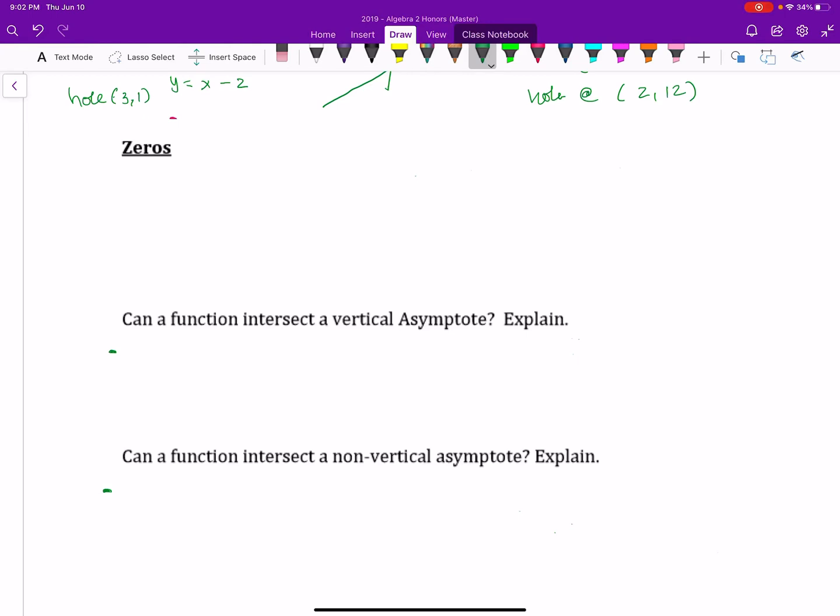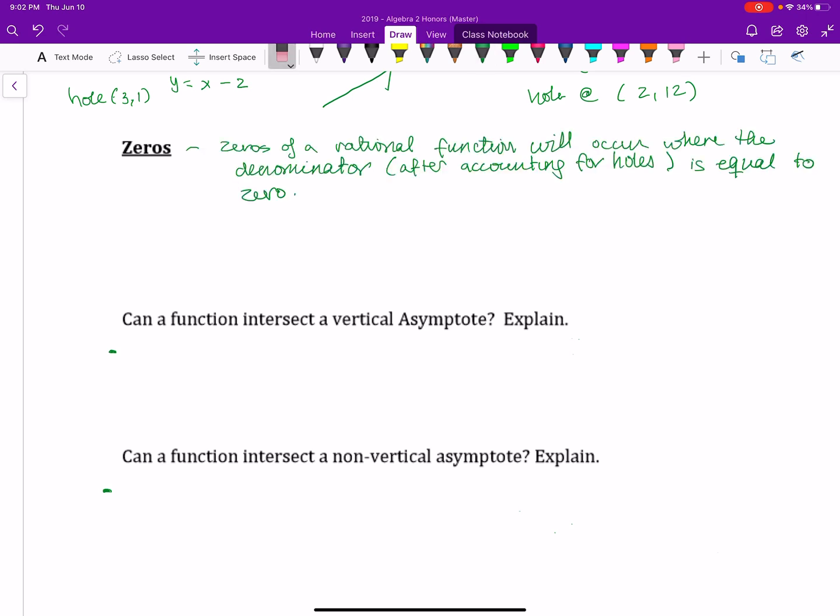Another piece that can help us graph rational functions is finding the zeros. The way we find zeros of a rational function is that they occur where the numerator, after accounting for holes (you always do holes first), is equal to zero. But you have to reduce first and then determine it, because the hole supersedes anything else, okay?